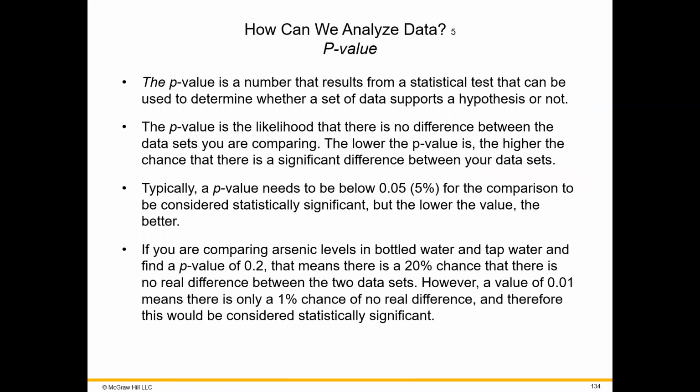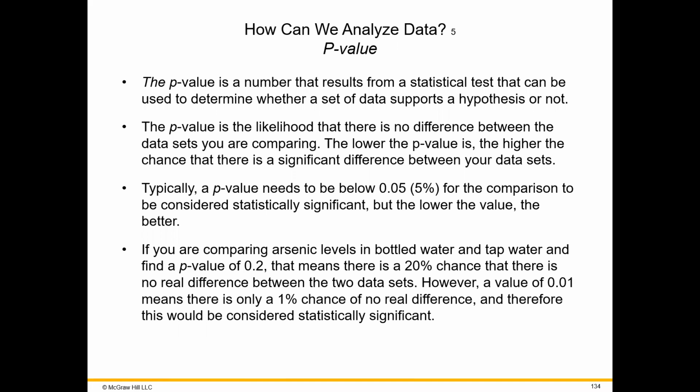Now we're going to look at p-values. So the p-value is a number that results from a statistical test that can be used to determine whether a set of data supports a hypothesis or not. The p-value is the likelihood that there is no difference between the data sets you are comparing. The lower the p-value is, the higher the chance that there is a significant difference between your data sets, okay?